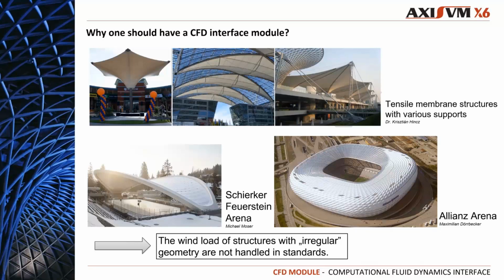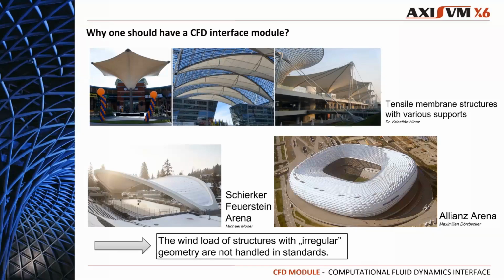So the main goal of this module is to help the engineer to take into account the wind load for not too regular buildings, which in this case, what I showed here, is a tensile membrane structure and different types of roof structures.